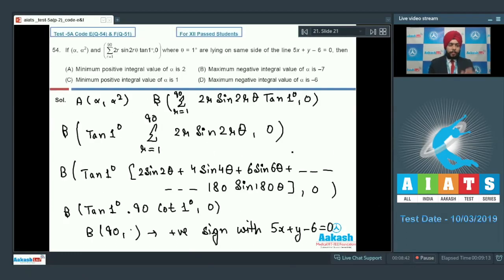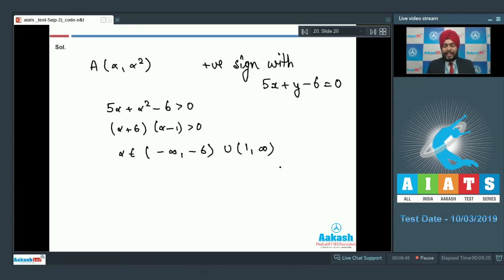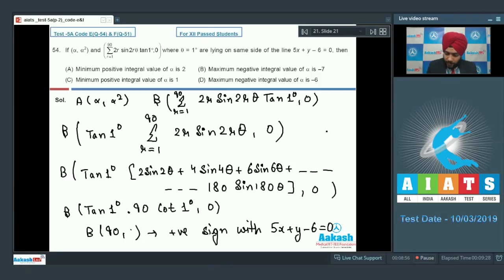Students, reading the options, minimum positive integral value is required, maximum negative integral value is required. So minimum positive integral value is 2, maximum negative integral value is -7 because the intervals are open. So we have option number A as correct, option number B as correct, C and D are wrong. So final answer is AB. Okay, let us move on to 55.